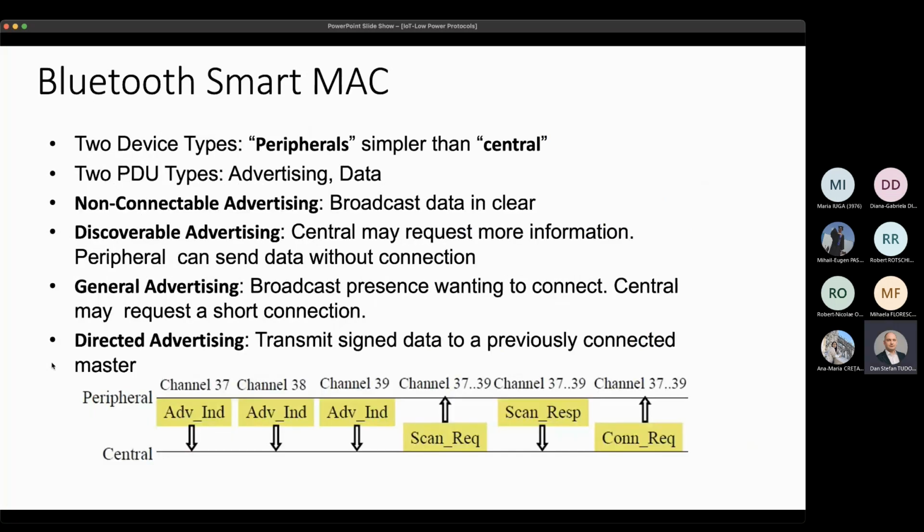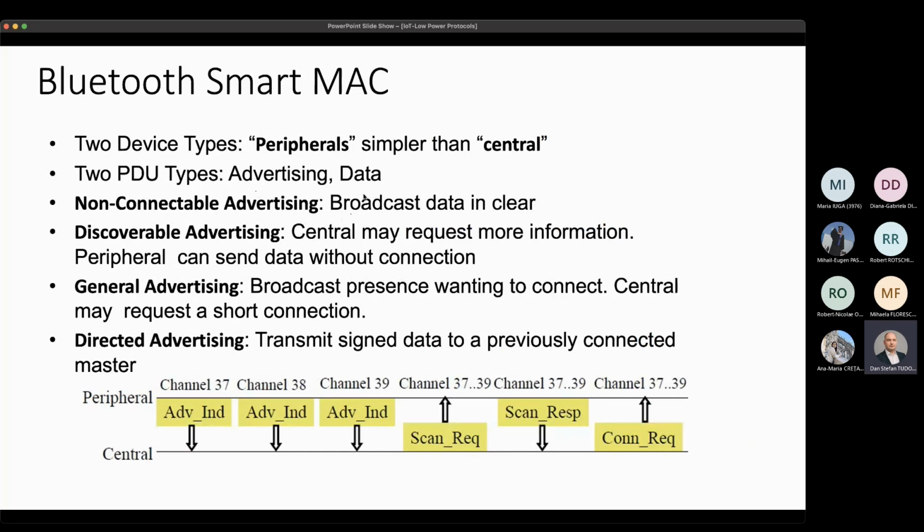Okay, the MAC itself for Bluetooth Low Energy specifies 2 device types: a peripheral and a central. The peripherals are simpler than a central device, so let's say low power, low cost, more low cost than the central device. And there are 4 different states.